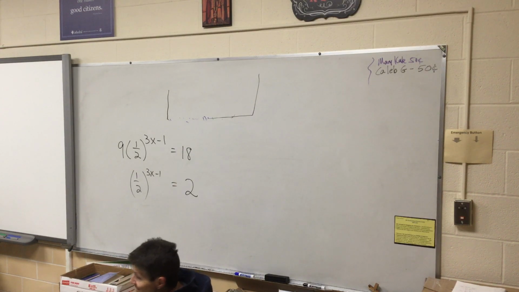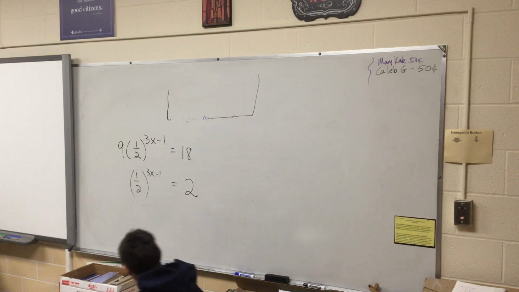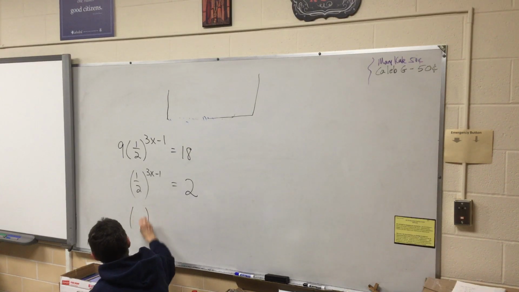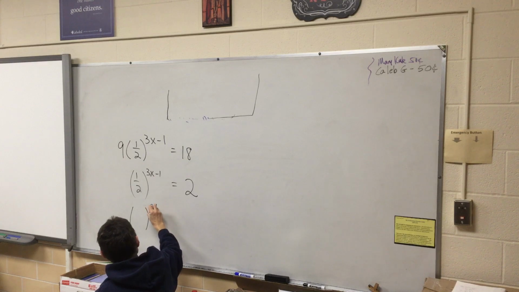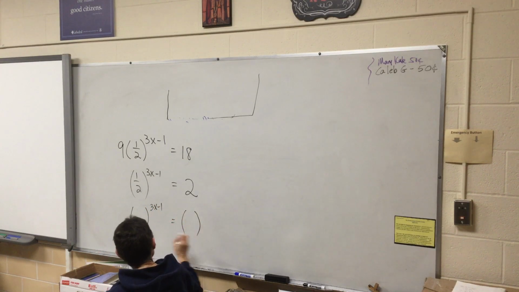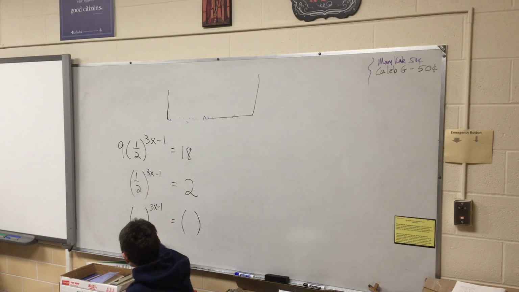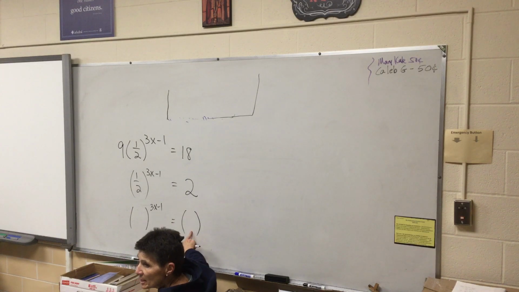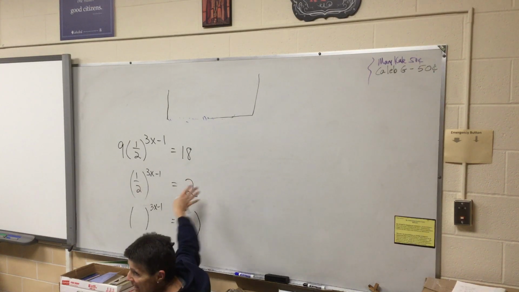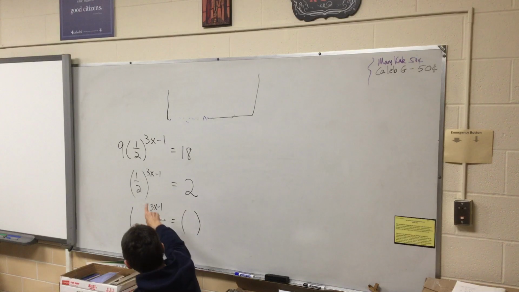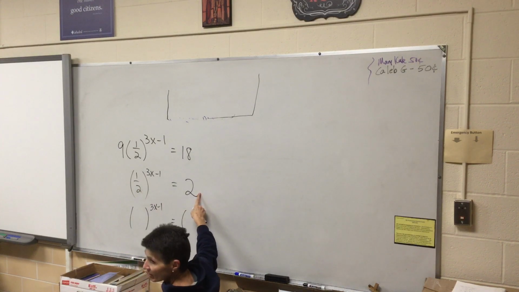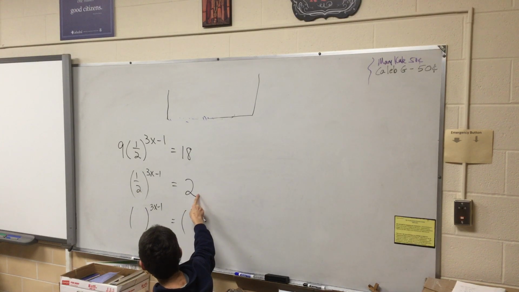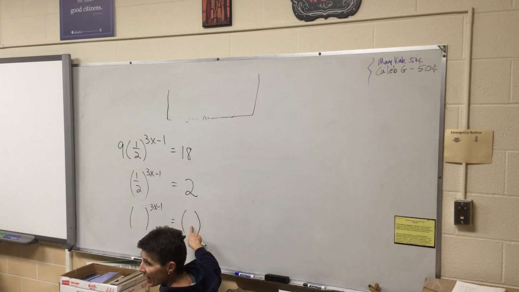Okay, no, that's not what I mean. I mean, you have to make it so you have the same number in both of these parentheses. You can't put in any other numbers. You have to just put exponents here that will change, let's say, 2 into 1/2.